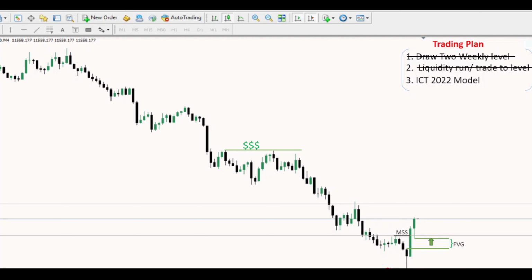In this example, coincidentally, the liquidity is also equal highs. But you can look at the 50-minute time frame and target the opposite side swings. The reason why I took my trade on the 4-minute time frame was because the 5-minute fair value gap was too big, but it doesn't mean that you shouldn't take it.